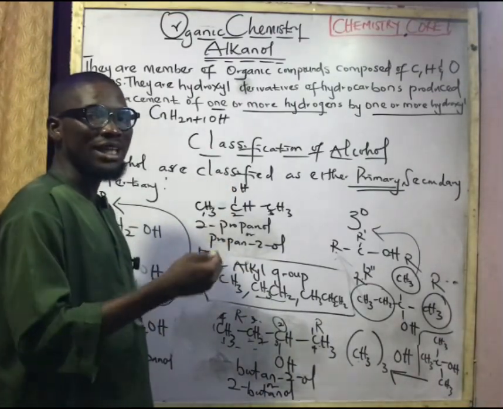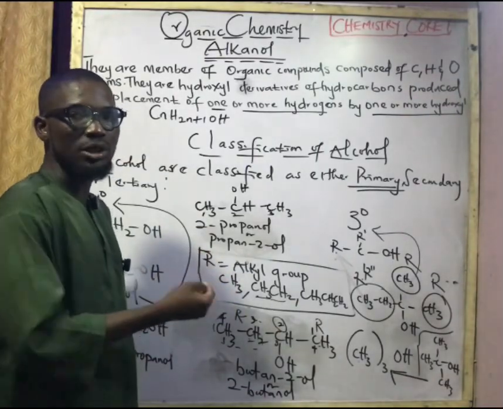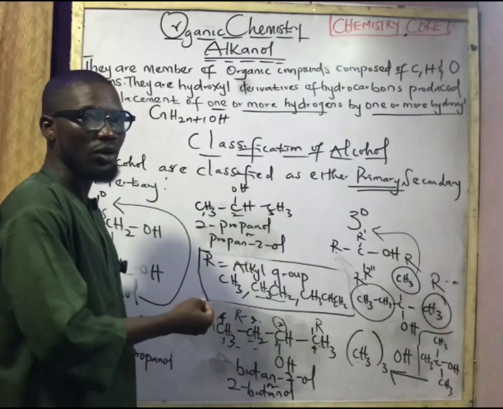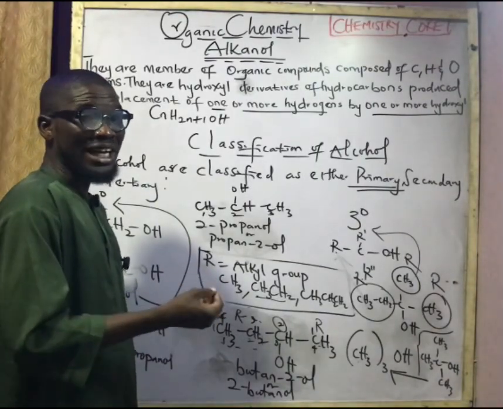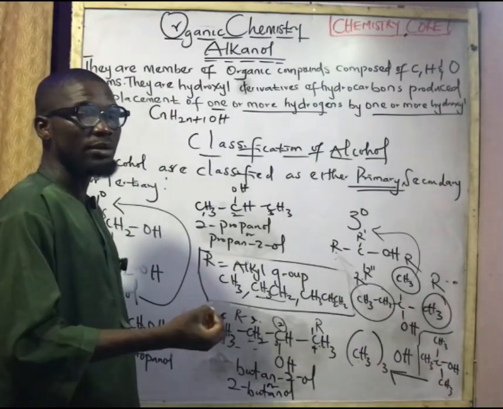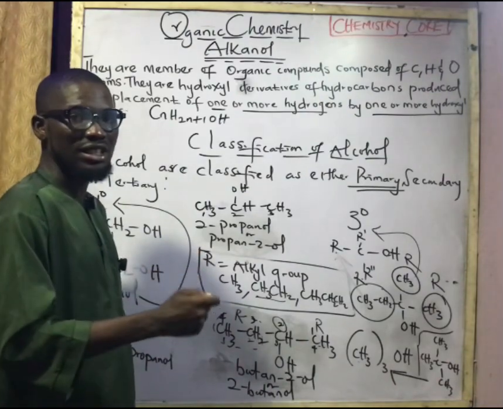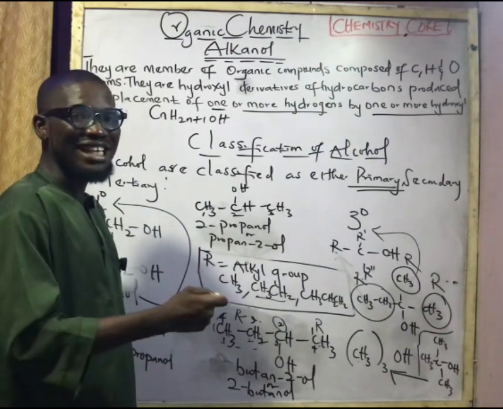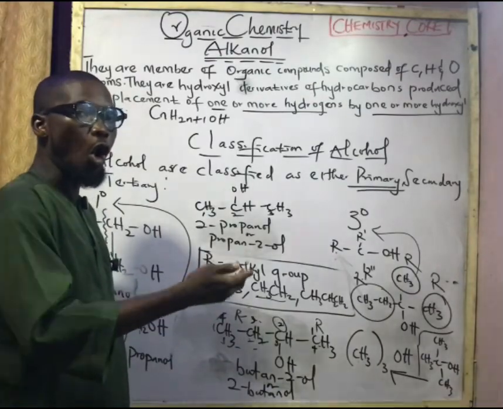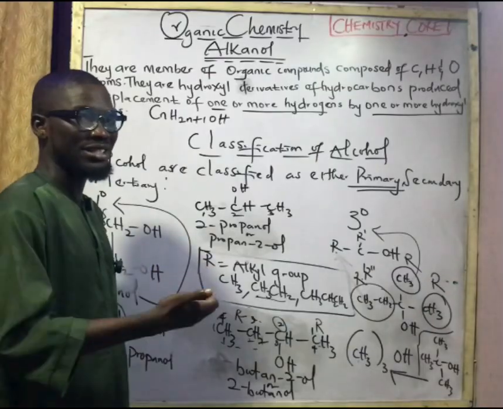Alcohol can as well be classified as molecular configuration of hydrocarbon portion. I'm sure the majority of you have not heard of this before. Again, alcohol can as well be classified by the molecular configuration of its hydrocarbon portion. The first one is aliphatic hydrocarbon portion. The second one is cyclic hydrocarbon portion, while the last one is heterocyclic or unsaturated hydrocarbon portion. We are going to take a look at that as well.